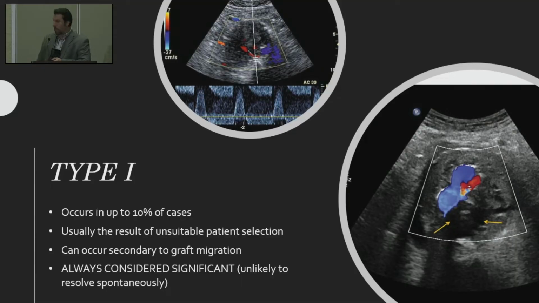All right, type 1. Type 1 occurs in up to 10% of cases, and it's always considered significant. Some of these can resolve by themselves, but type 1 is unlikely to resolve itself. So it's very important for us to try and find these because these are ones that the surgeons will definitely want to know about so that we can try and help that patient.